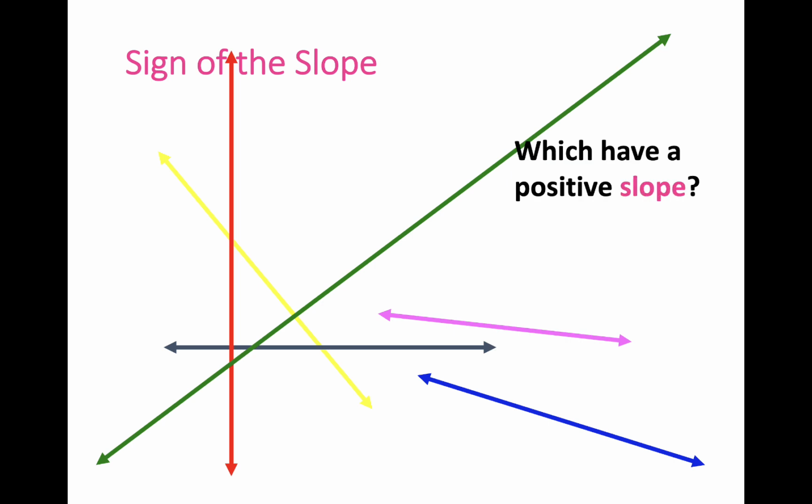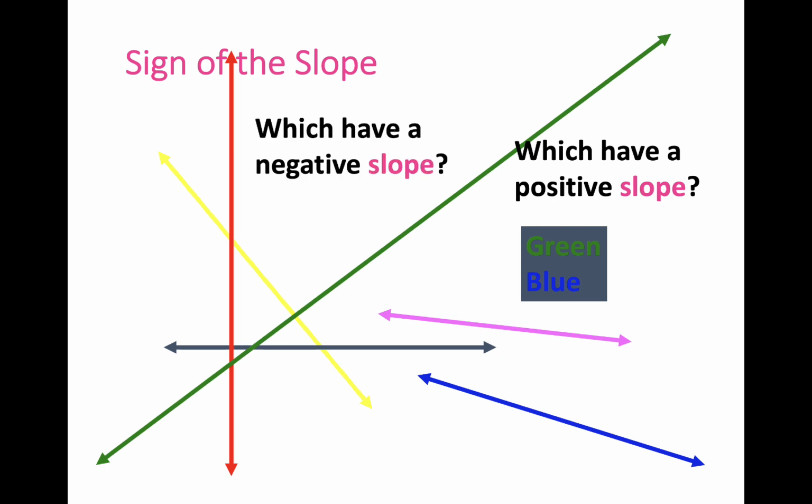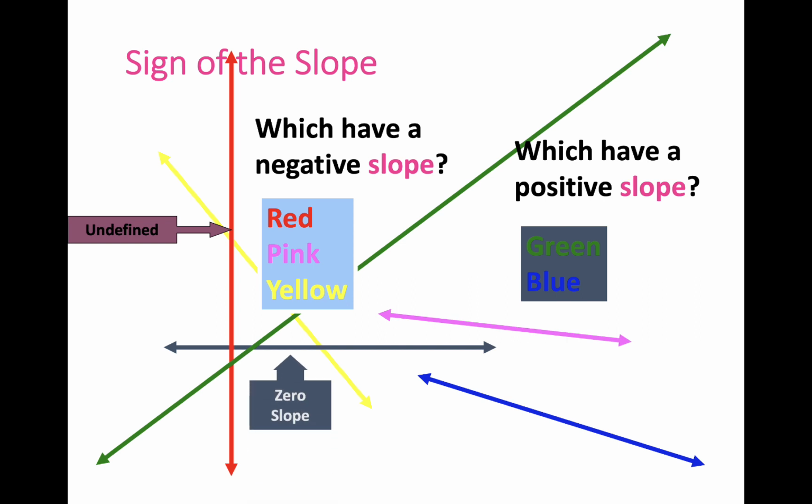Okay, next, we have the sign of the slope, which is positive slope. So, here, the green and the blue one. Okay, so which is the negative slope? The red, pink, and yellow. So, yun yun. Undefined daw yun.